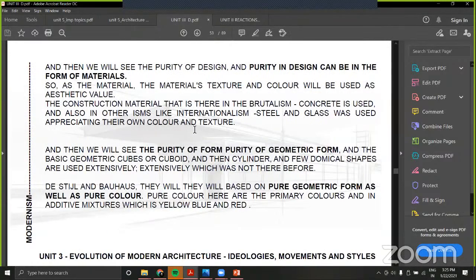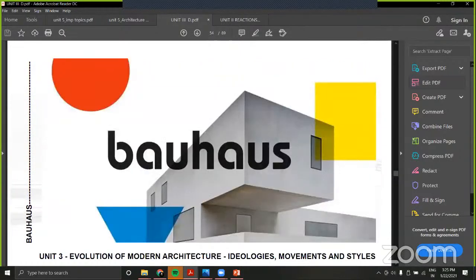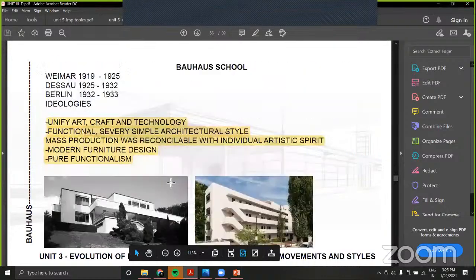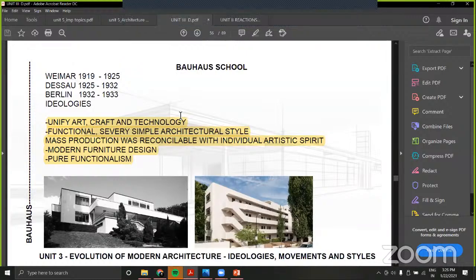Modernism is the purity of form, which is in the geometric form. They also wanted to explore all the geometry. So we will see the example of the Bauhaus. Bauhaus is a school which was founded in Weimar, and it existed in three places: Weimar, Dessau, and Berlin. The basic ideology was to unify art, craft and technology, with a functional and simple architecture style. Mass production was reconciled with individual artistic spirit, modern furniture design, and pure functionalism.